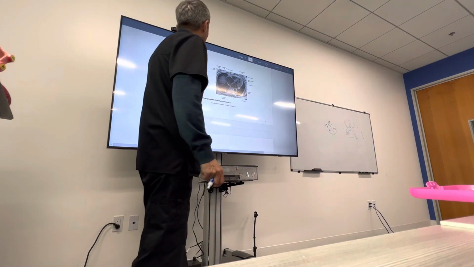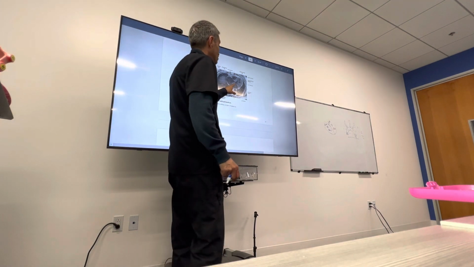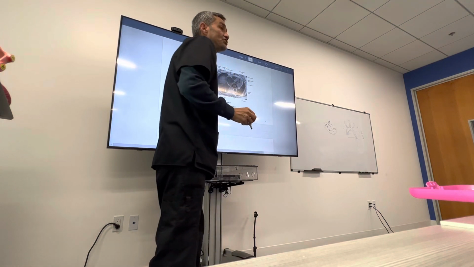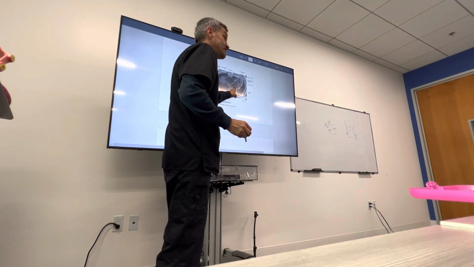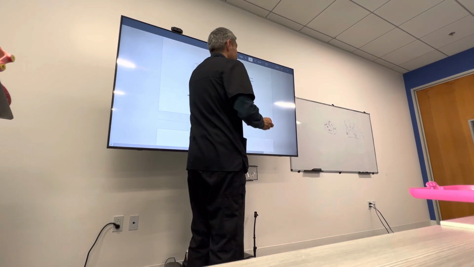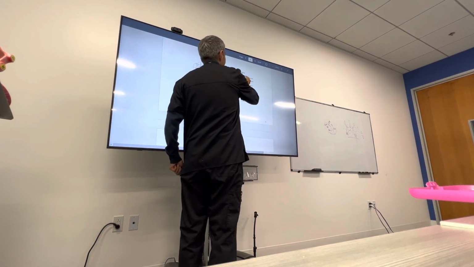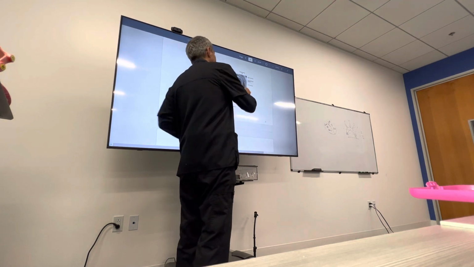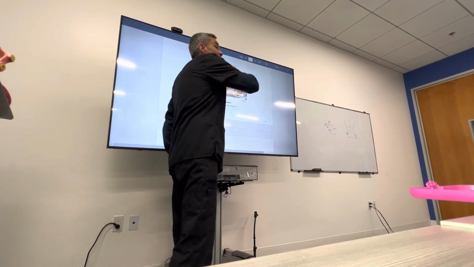At the level of the heart, the first chamber close to my spine will be what? Left atrium. If I name this left atrium, that means obviously this is supposed to be the left ventricle. If I name this left atrium, obviously this is the right atrium.